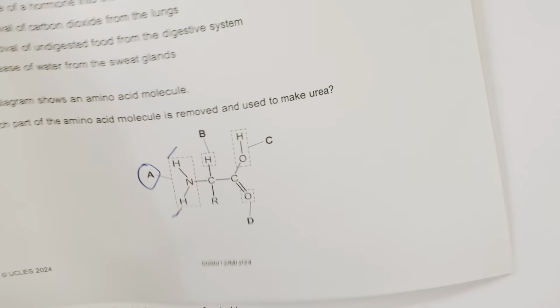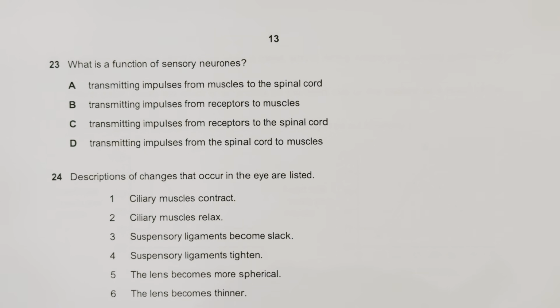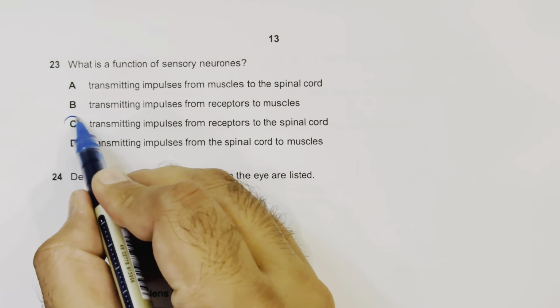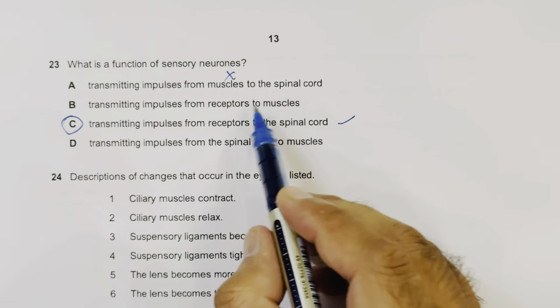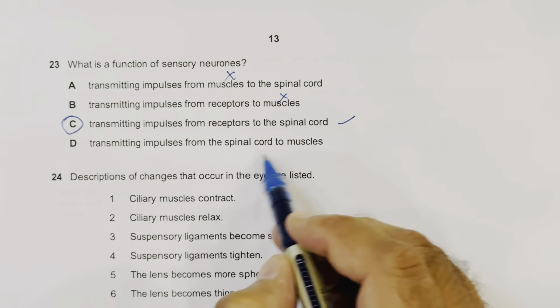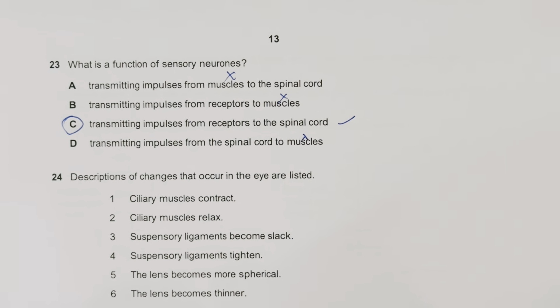Moving to question number 23. What is the function of a sensory neuron? We know that their function is to transmit impulses, and all those options are carrying transmitting. It means we need to read the other details. It carries impulses from the receptor to the spinal cord. So option number C is carrying that option. This one is wrong due to muscles, and this is wrong again due to the muscle. It is receptor to the spinal cord.